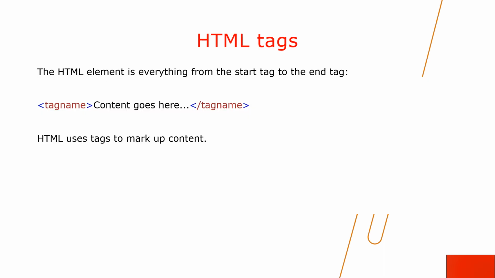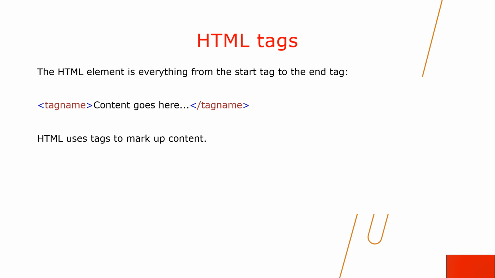Let's learn about HTML tags. The HTML tag is everything from the start tag to the end tag. First the tag name comes, then the actual content, and then finally the tag is closed with /tag name. Remember, all tags need to be closed except a few. If the tags are not closed properly, the design will not look as expected.